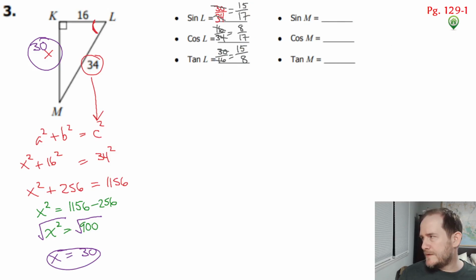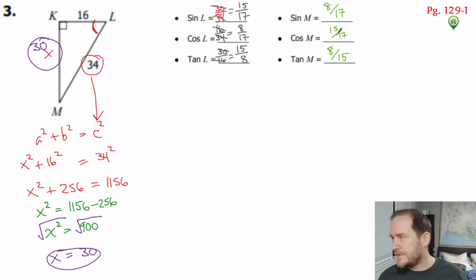And one more time, we can kind of take a shortcut here and just say sine's going to become cosine, 15 over 17. Cosine's going to become sine, 8 over 17. And tangent is going to become the reciprocal. It's going to go to 8 over 15. And then that's it for this whole assignment.